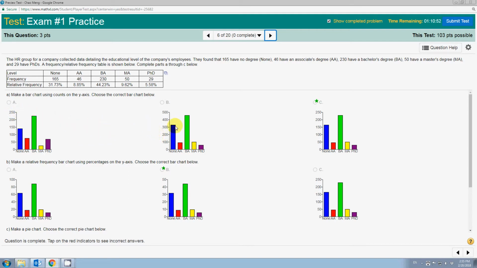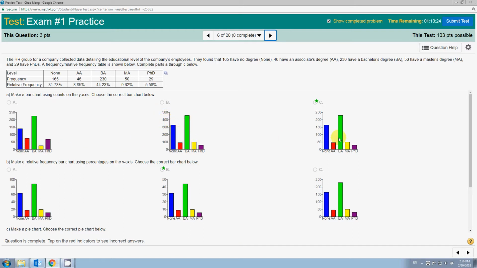We look at the highest bar, which is the green one. The green one represents the BAs. The number of counts, let's go back to the frequency table, it has 230. And if we go back to the bar charts, A is okay on the green bar, and B is not correct because this green bar is already over 400, which is too high. So B cannot be correct.